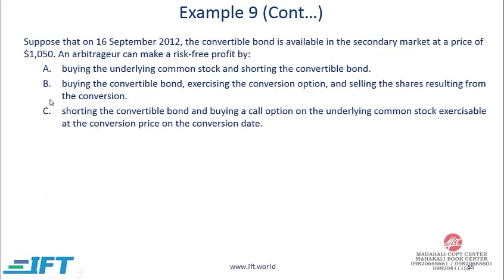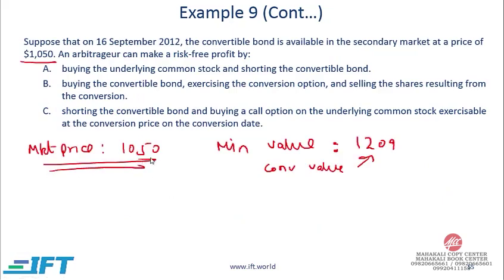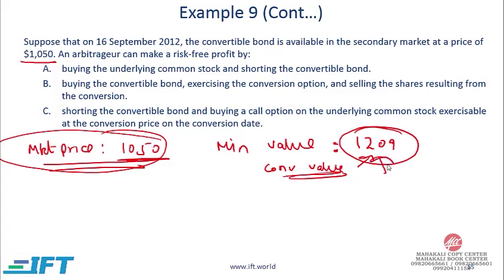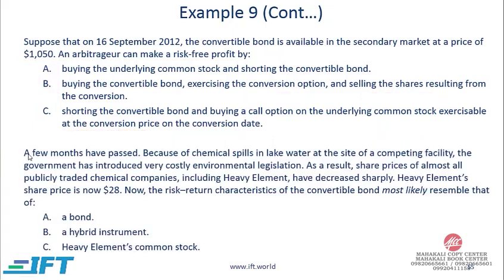Now try this. The market price of 1050 is low compared to the minimum value. The minimum value is based on the conversion value. Given the current share price, what an investor can do is buy the bond for 1050 and then convert the bond into shares. If the bond is converted into shares and the shares are sold, then the amount pocketed is 1209, which is higher than the amount paid for the convertible bond. So the best strategy is to buy the convertible bond, exercise the conversion option, and then sell the shares. So B is correct. Try this.